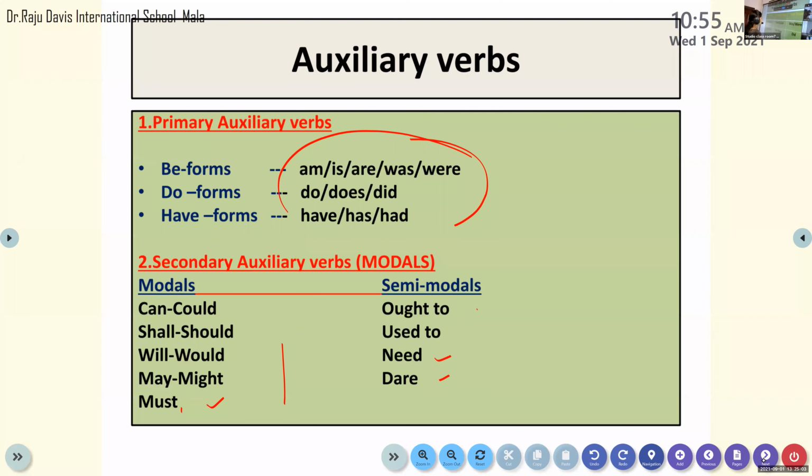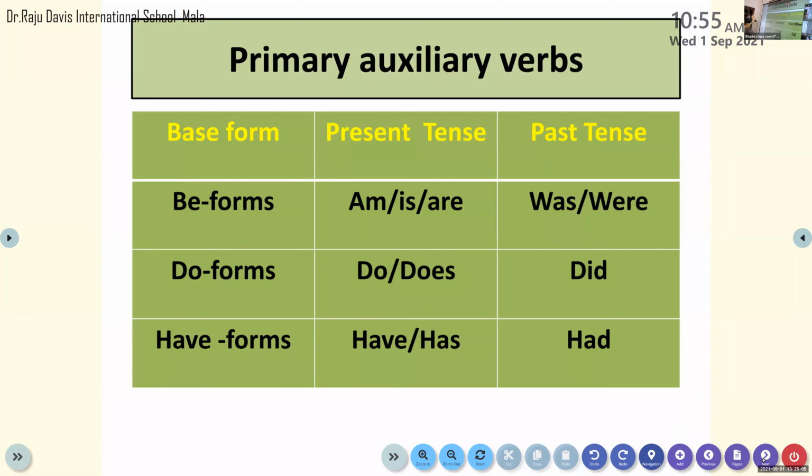B forms. If we are talking about B forms, the primary auxiliary, do forms, the primary auxiliary, have forms, the primary auxiliary, again divided into present tense forms and past tense forms. Here, am is present tense singular, and is is present tense singular, are is plural. And the past tense B form was is singular, whereas were is used for plural. So here, do form, singular or plural?